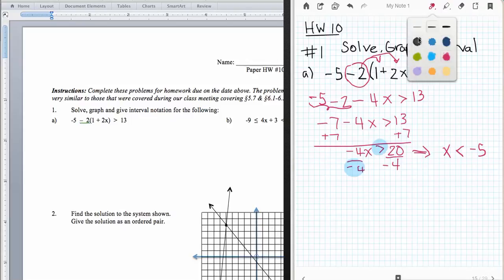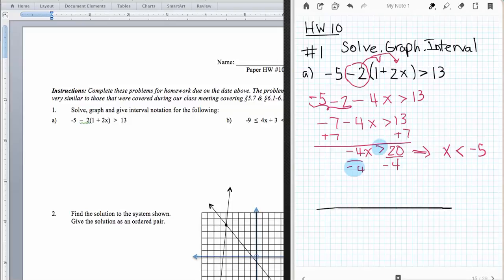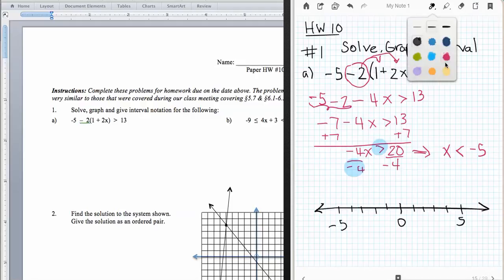So graphing this thing, here's my graph, and here's my 0. And then 1, 2, 3, 4, 5. 1, 2, 3, 4, 5. And now my endpoint, -5, so I locate that. And it's not included, so I'm going to use a scoopy on it. And you could also, remember, use an open circle, but I'm going to use the scoop.